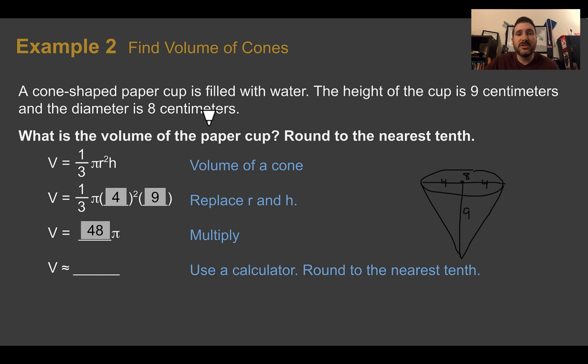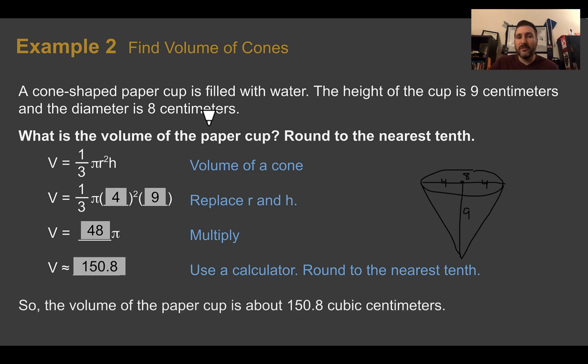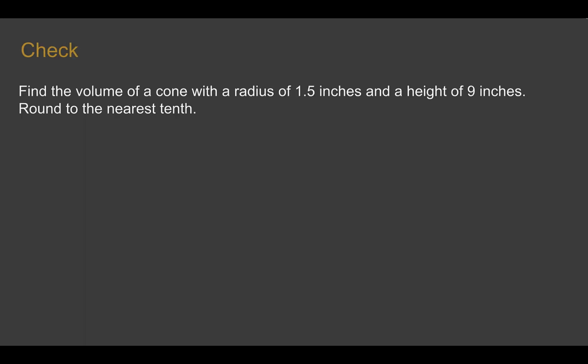This time it asks us to round to the nearest tenth, so we need to multiply it out with our calculator, and we would get 150.8. So the volume of this paper cup is about 150.8 cubic centimeters. Check your understanding, read through the situation, and calculate out the volume. Pause the video now and complete the check.